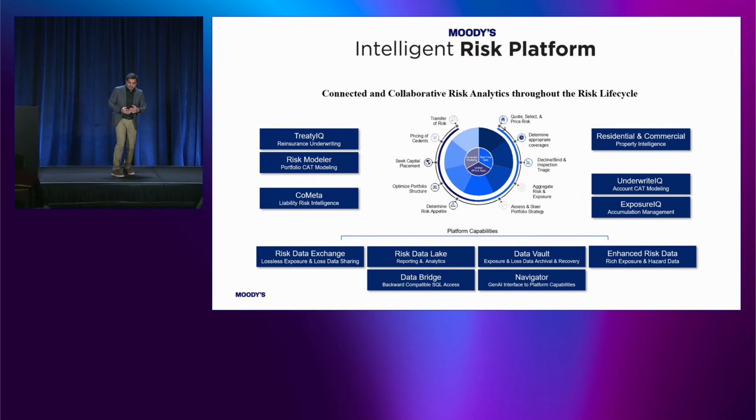We deliver all this analytics using persona-centric applications. Some of the names you see there, Risk Modeler, Treaty IQ, Underwrite IQ, Exposure IQ, are persona-centric applications that are built to deliver that analytics to our end users. And these applications are built on a platform that we call Intelligent Risk Platform. This platform provides the infrastructure and core set of services that these applications take advantage of.